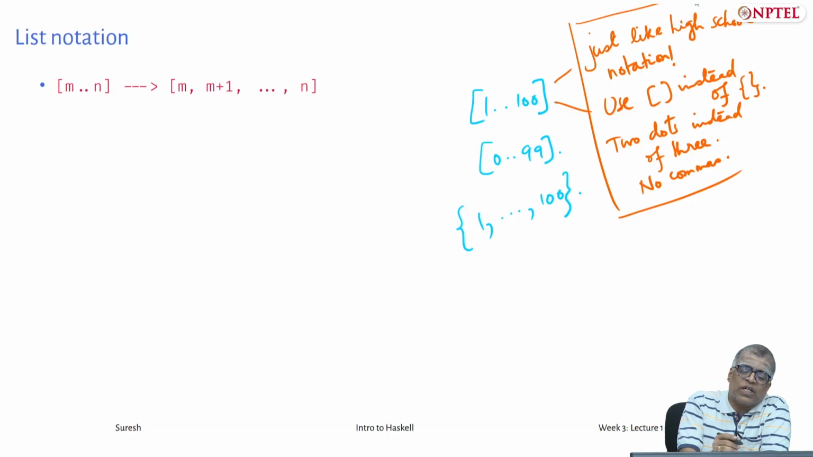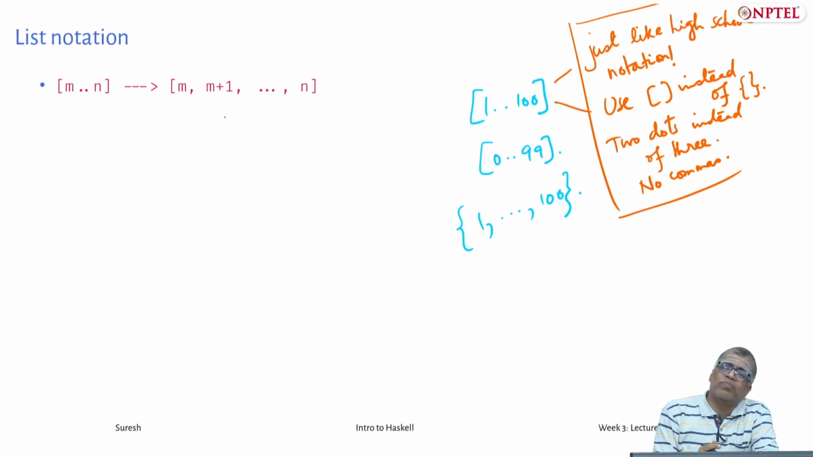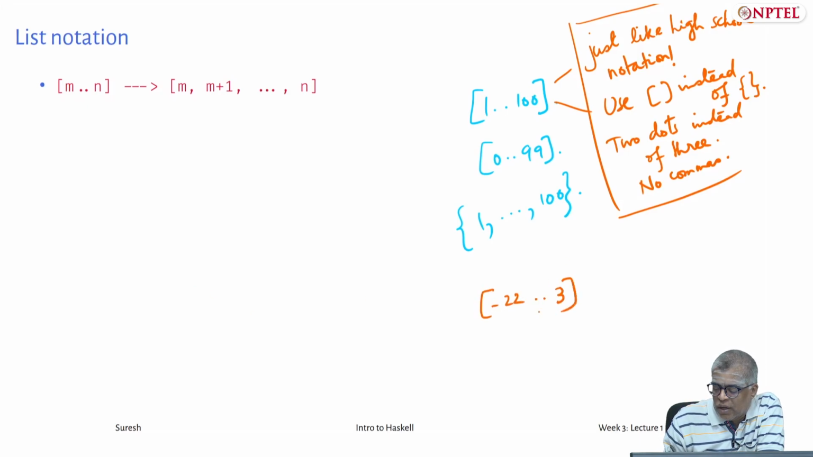Okay, and this stands for the list m, m plus 1, m plus 2, up to n, and it need not just start with 1 or 0 or whatever, it could start with any number. So you could even start with a negative number. I could have minus 22 dot dot 3, and then that would just be the list consisting of minus 22, minus 21, all the way up to minus 1, 0, 1, 2, 3.